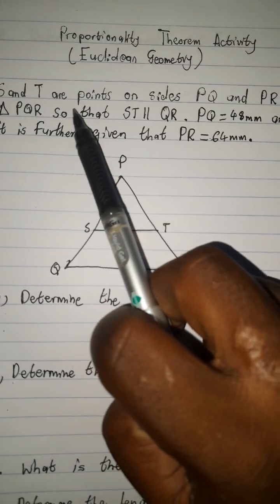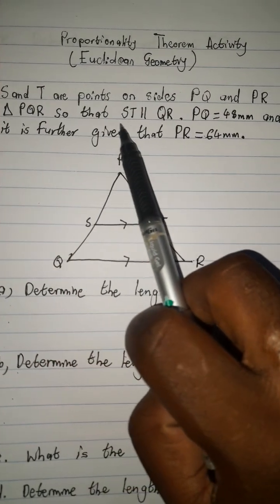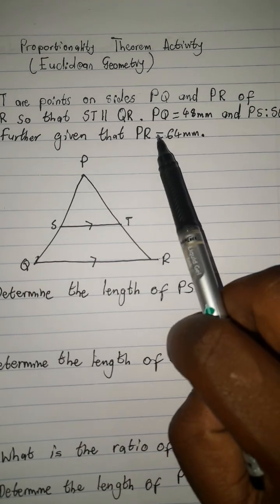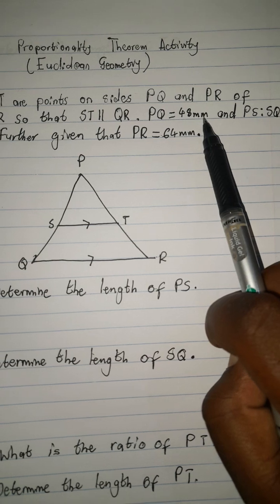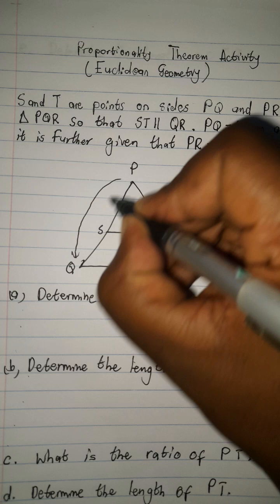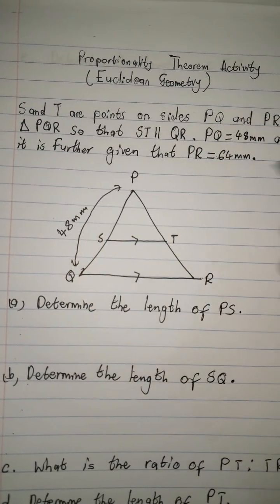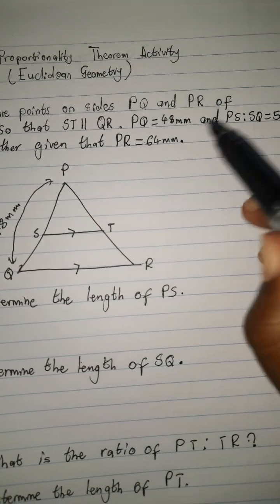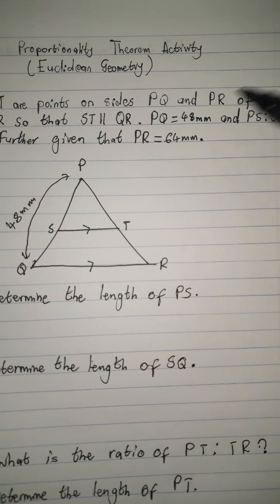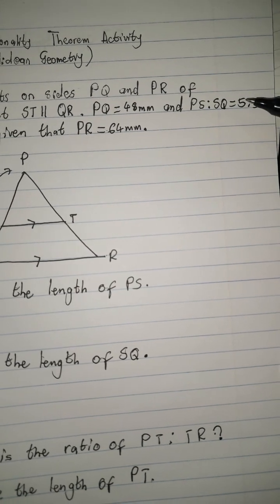S and T are points on sides PQ and PR of triangle PQR, so that ST is parallel to QR. PQ is equal to 48 millimeters. So let's ensure that you're able to see. We're being told that PQ is 48 millimeters, and this is an actual length, guys. Then we're being told that PS to SQ is 5:3.